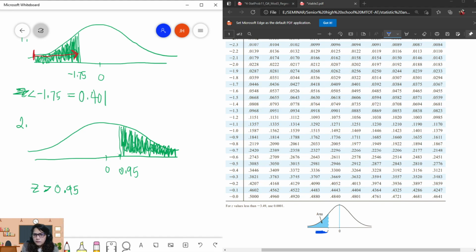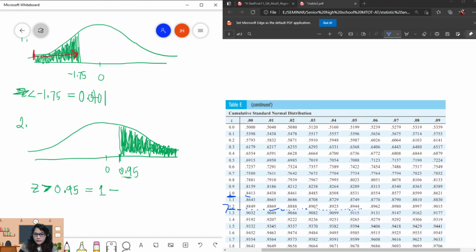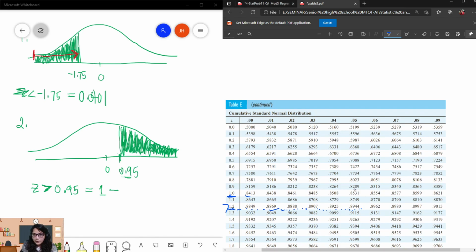I think it's not 0.040, it's 0.04. I lack 0 here. Alright. So this one, this time, this is greater than because it is greater than 0.95. It's going to the right. That's why, again, how to solve this one, you need to get the value for this one. So that is 1 minus, that's why we have 1 here because it's the totality of the area, minus this one, which is positive 0.95 here.